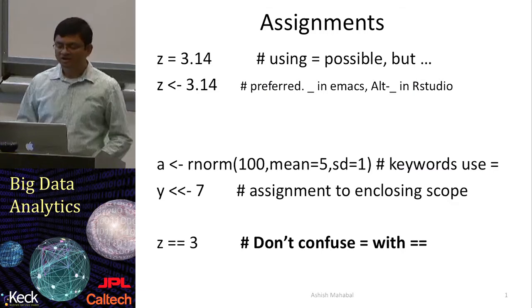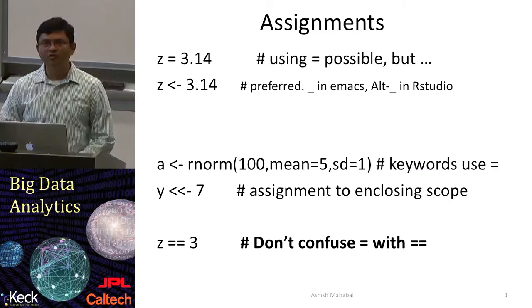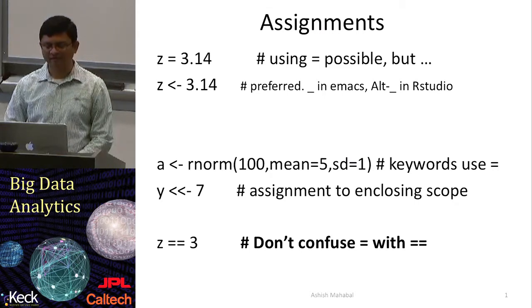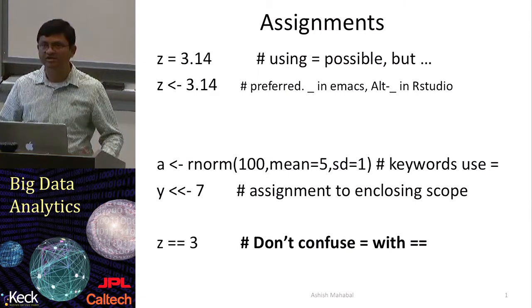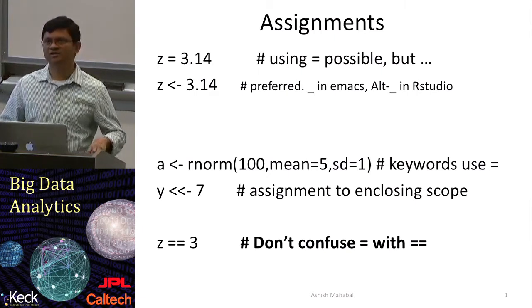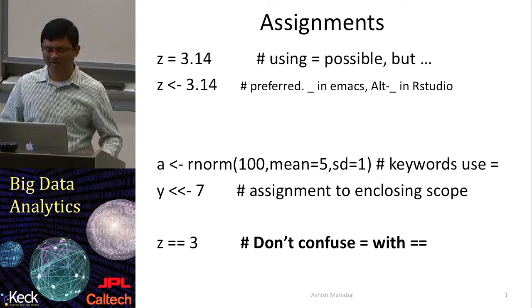Plus, there are two other things. If you want to use global variables, and we'll be seeing an example in the next slide, there you have to use less than dash. So the next line shows how you are assigning 7 to the vector y. More than global, it's actually an assignment to the enclosing scope. So whatever scope encloses that particular statement, that particular variable gets set in that particular environment.